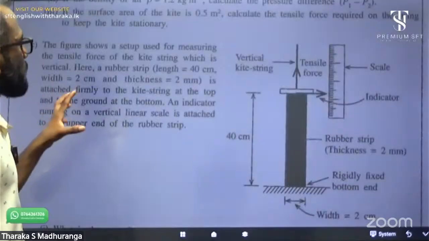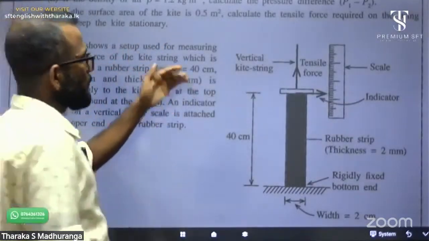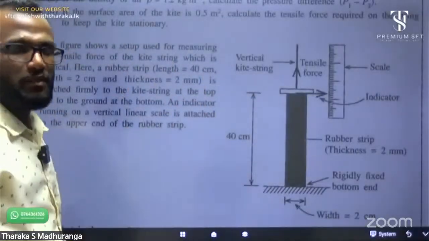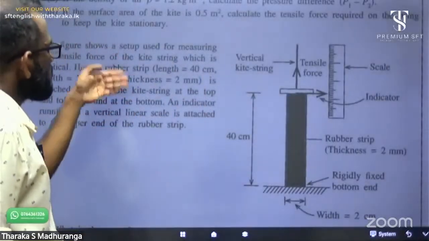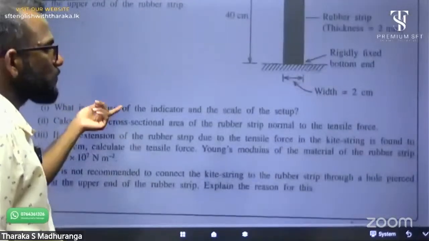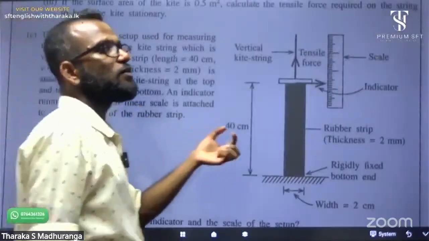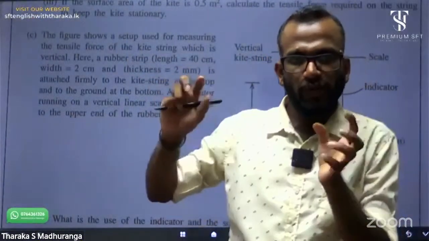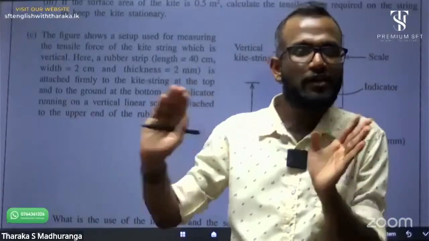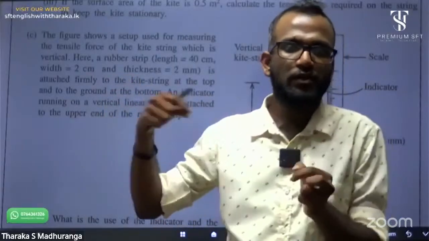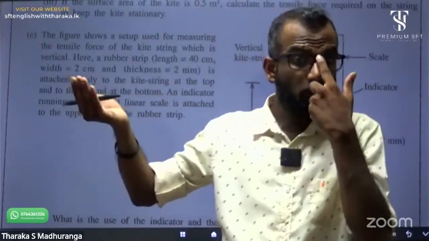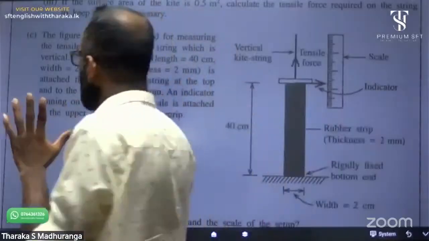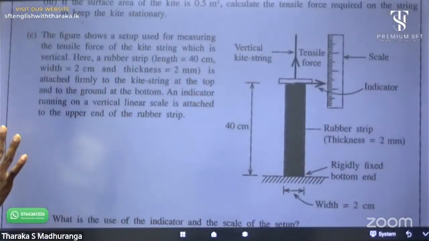This type of question has a lot of details, like a paragraph. The first thing you have to understand is that you must imagine this story within one reading. If you have to read 2 to 3 times, you spend more time. You have to understand this within one attempt. The figure shows a setup used for measuring the tensile force of the kite string, which is vertical.